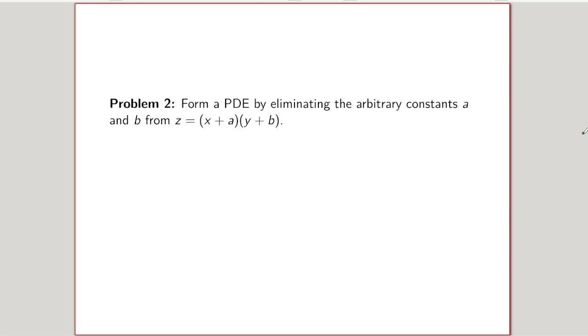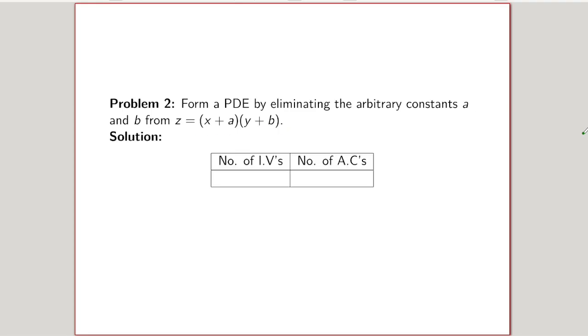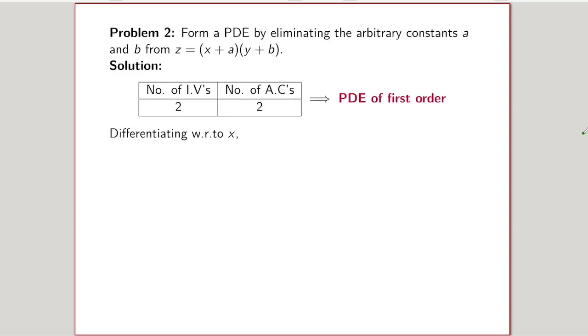Problem number 2. Form a PDE by eliminating the arbitrary constants a and b from the equation z equal to x plus a into y plus b. In this equation, the number of independent variables is 2, which are x and y, and the number of arbitrary constants is also 2, a and b. Since both are the same, we will be getting a PDE of first order.